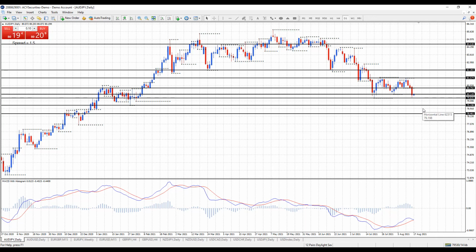So just monitoring, waiting to see if price can get up to 81 to 81.50 area, looking for an opportunity to sell on a lower time frame for the next decline.